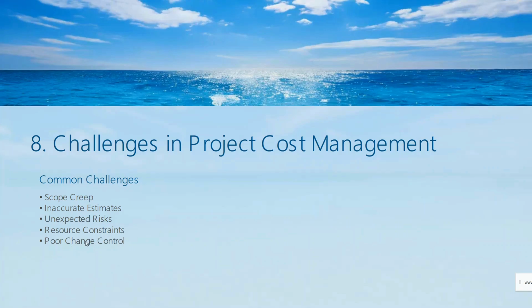Second last, we have resource constraints. Insufficient or misallocated resources can lead to delays and increase the cost of the project. And in the last, we have poor change control. If changes to the project scope or the budget are not properly managed, it can lead to project budget overrun. Okay, so in this case, the cost can increase.